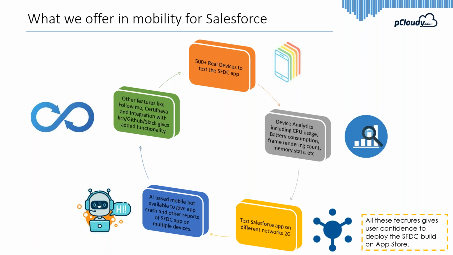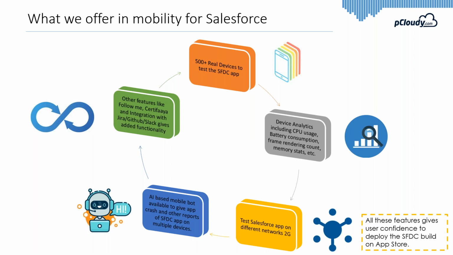The fourth very important point which I want to mention over here is the AI based mobile bots which are available inside the pCloudy platform. We have two different kinds of AI bots. One is the monkey bot, where we have inserted a few commands into that bot, and those commands, if I give you an example, would be like performing some random actions on the device application.